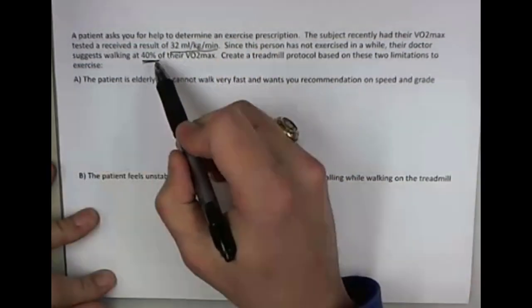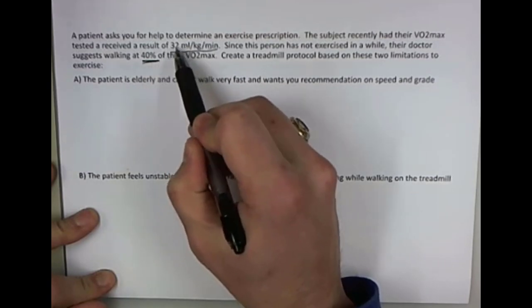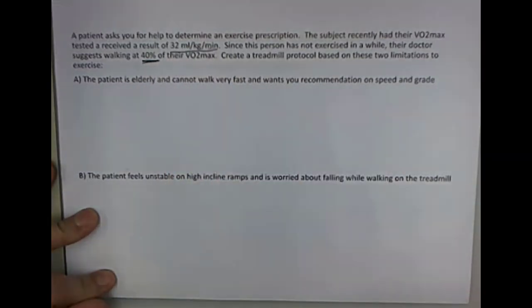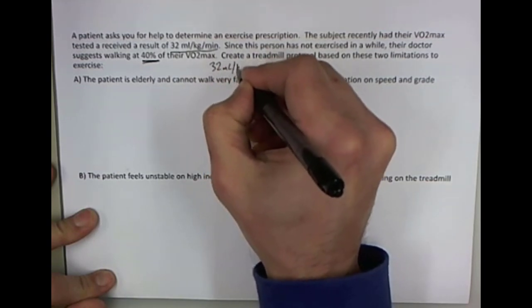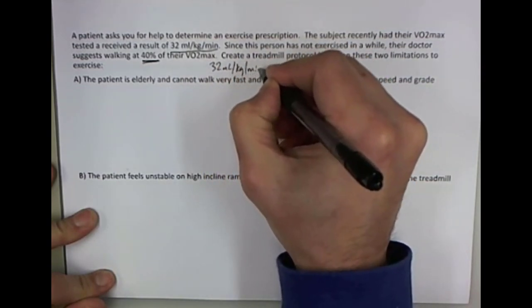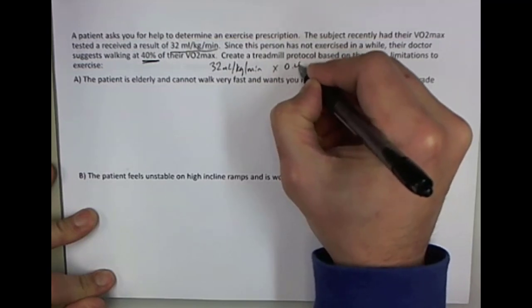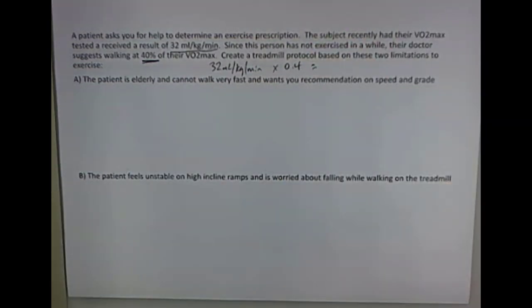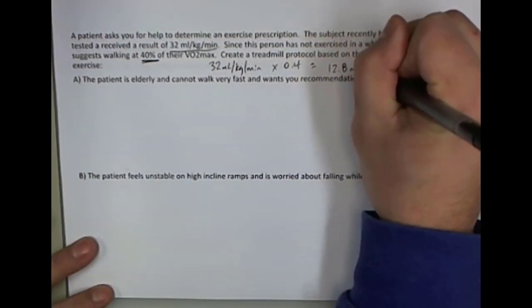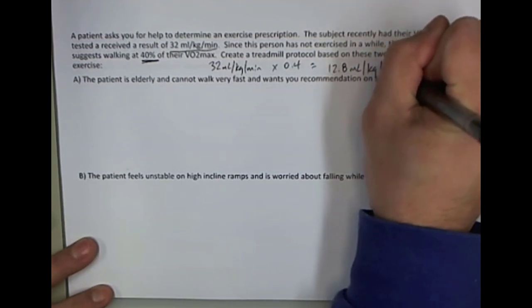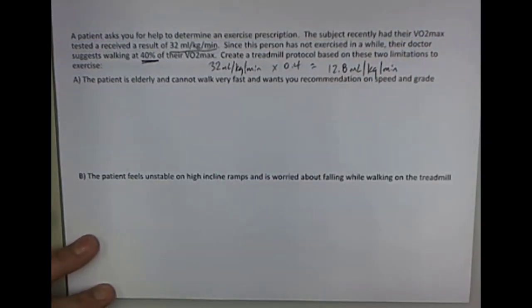The first thing that we're going to look at here is we need to identify and calculate what 40% of their VO2 max is. So 32 mL per kg per minute times 0.4, or 40% in decimal, is 12.8 mL per kg per minute. So that's our desired VO2 that we're going to try to create an exercise prescription for.